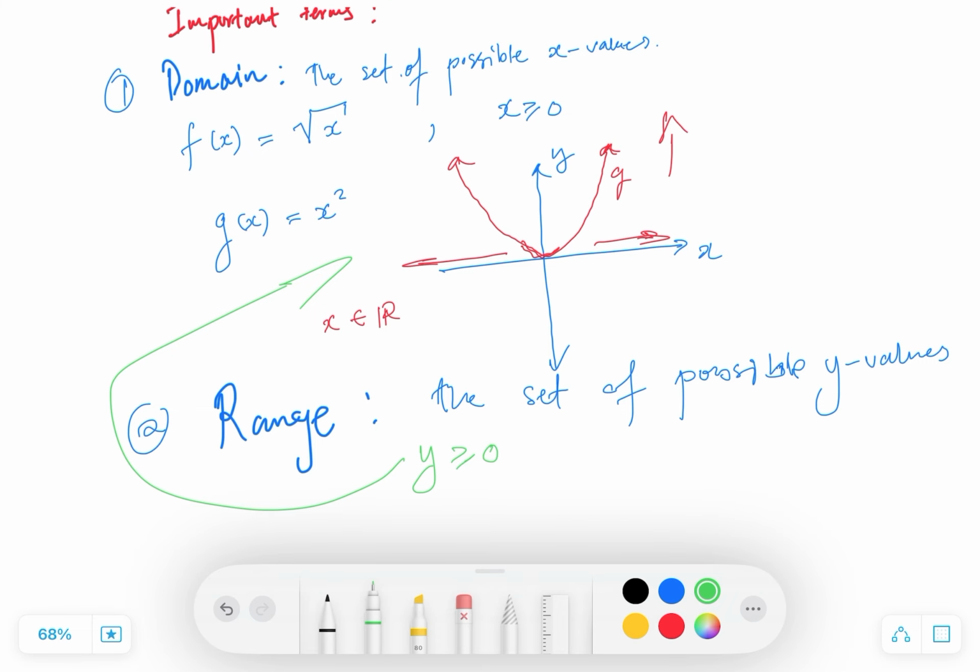So the range is all y values the function can produce. So if domain is the input, then the range is the output, right? So if we use our function f of x equal to square root of x again, since square roots are never negative, the range will always be y greater or equal to 0, even for that specific function, right? So range tells you what results are possible.